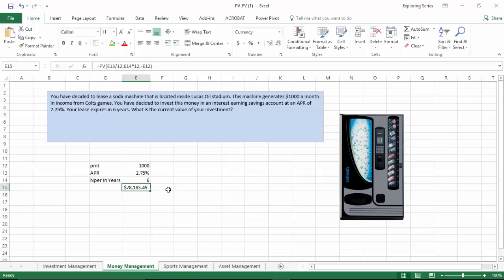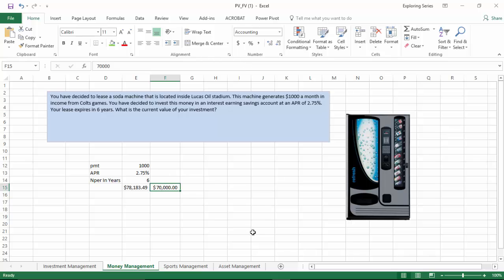Here's something to think about. What if I came through as an investor and gave you a solid investment opportunity? I come to you and say, I know that your lease is up in 6 years. So you know what I'm going to do? I'm going to pay you $70,000 right now for you to sign your lease over to me. Now, is $70,000 less than $78,000? It is, but remember the time value of money, right? So $70,000 today is worth more than $70,000 even tomorrow, let alone 6 years from now.